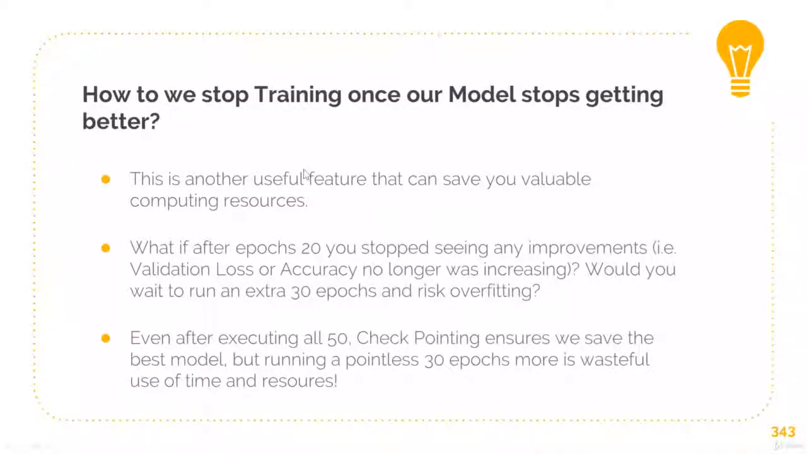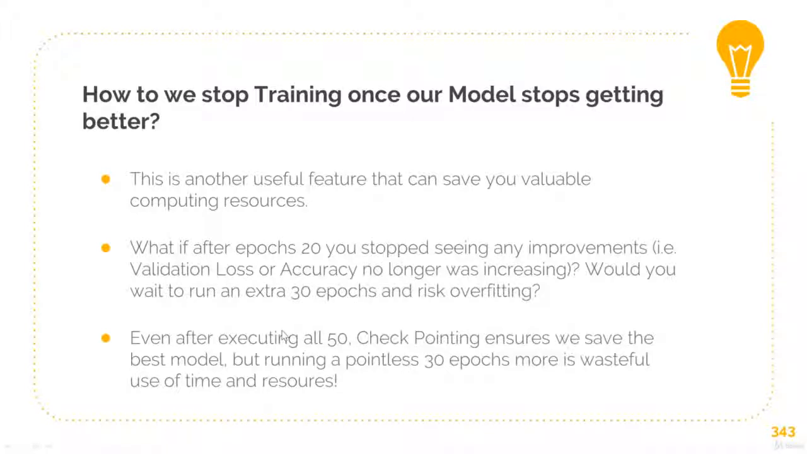So how do we stop training once a model stops getting better? Now, this is another useful feature that can save us valuable computing resources. What if after 20 epochs you stop seeing any improvements? That is, our validation loss or accuracy was no longer decreasing or increasing respectively. Would you want to wait an extra 30 epochs, risk overfitting, and waste all that time too? So no, you don't.